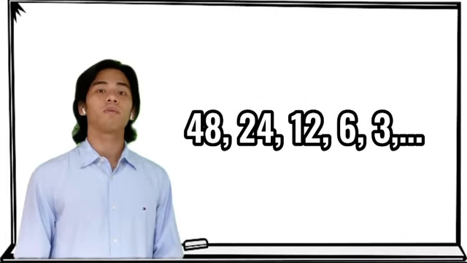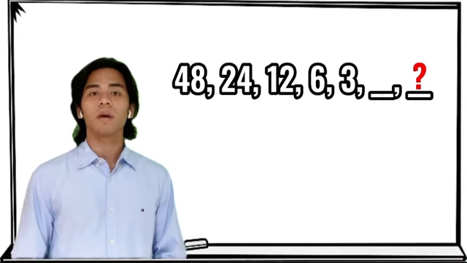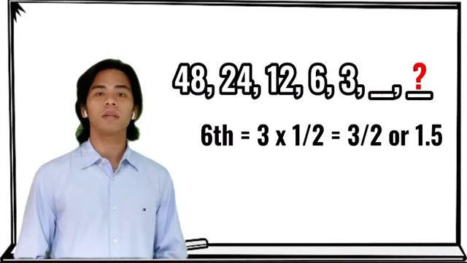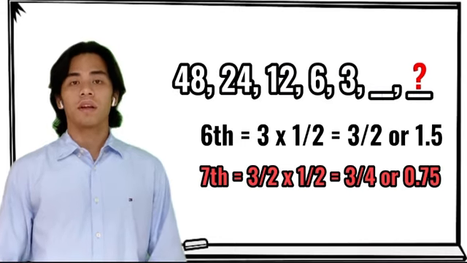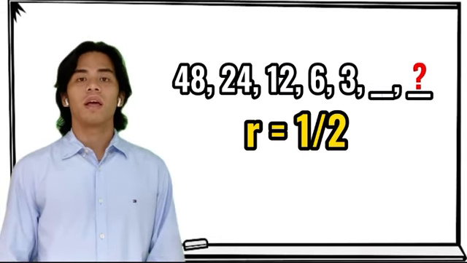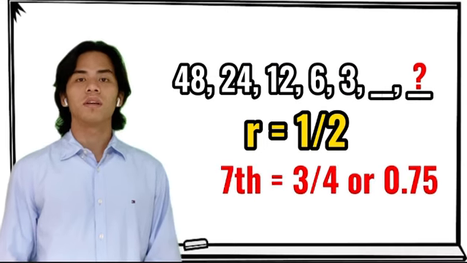The following sequence has 5 terms. So to find the value of the 7th term, we will multiply the 5th term by the common ratio twice. The final answer is, the common ratio is 1/2 and the 7th term is 3/4 or 0.75.